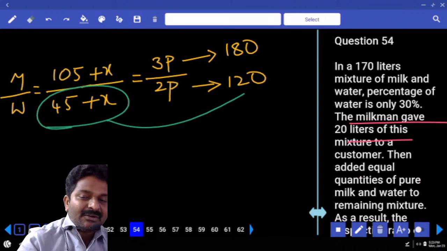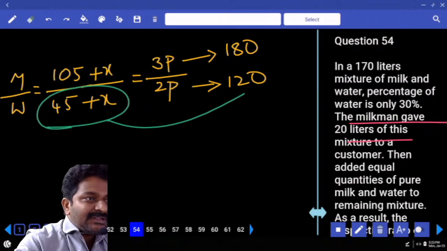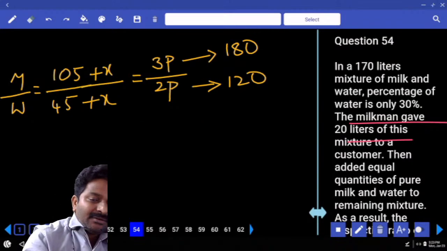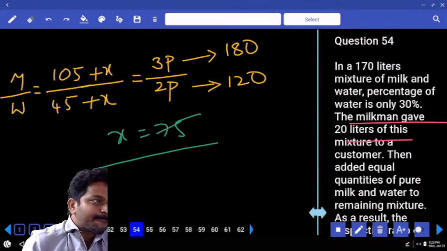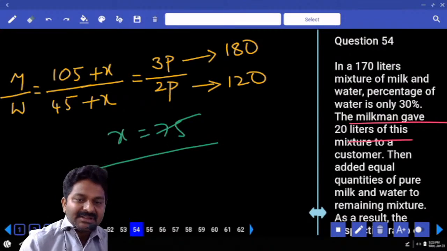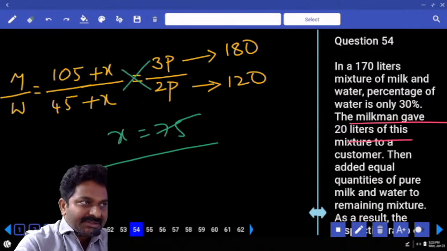Then x is. Otherwise, concentrate only on the denominator. 45 plus x is equal to 120. Then x is. You don't have to go for cross multiplication to get the answer. x is 75, direct answer. I am just taking the difference. Otherwise, you'll have to go with cross multiplication.